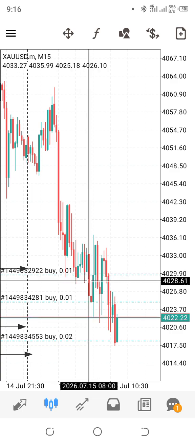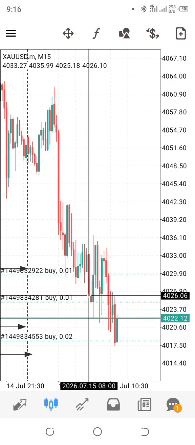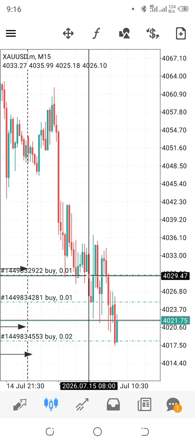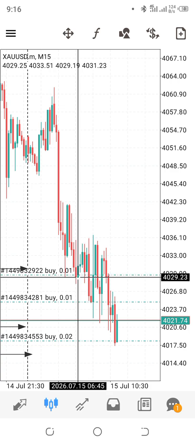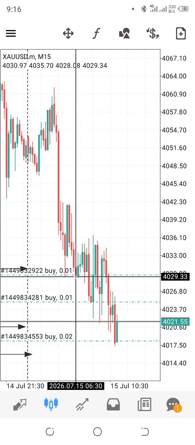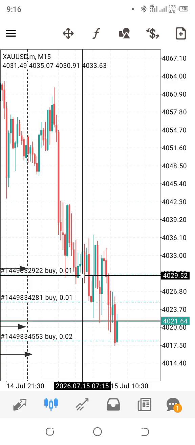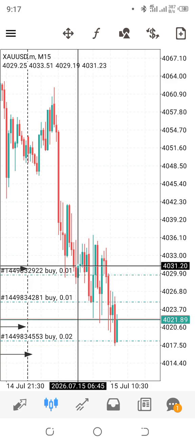Then we come down here. This was the first break above 4030. We've already seen the break here. Yeah, so this was the break at 4029. There's already a break at 4030. Then here we saw the breakout.